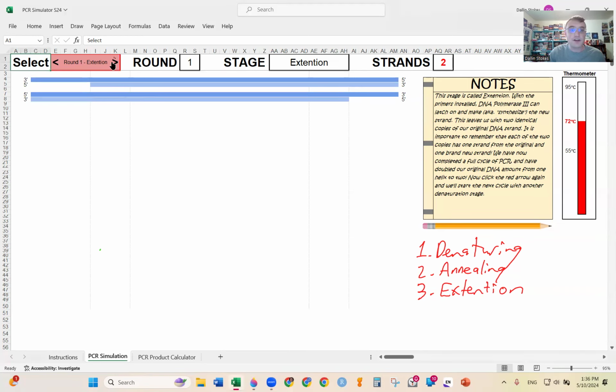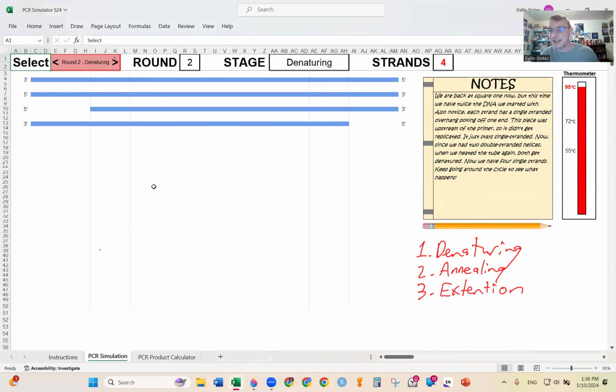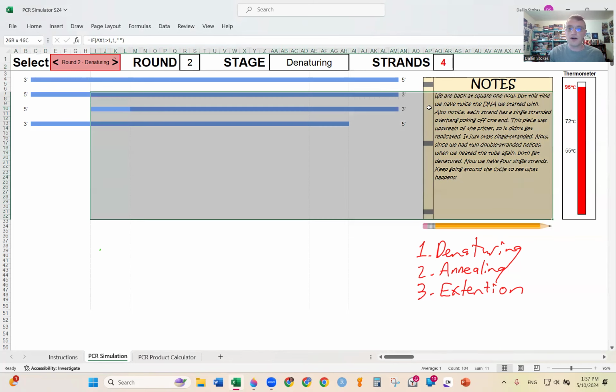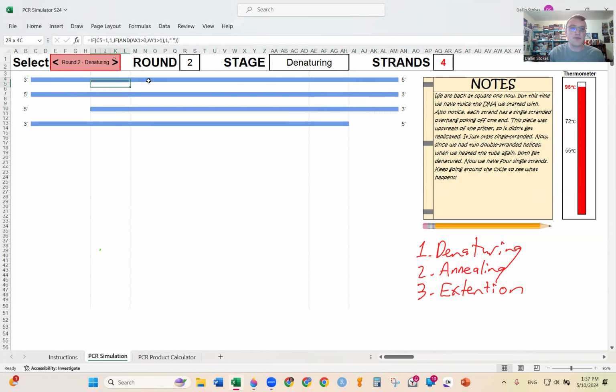We heat it back up to 95 degrees Celsius, and that's going to separate our DNA strands. Now, just to keep track of my simulator here, these two long strands are the original strands, and this strand right here came from up here, and this one right here came from right here. Okay, so just keep track of that. So I separated those strands, and notice two of them are shorter, because remember, we didn't build anything before the primer.